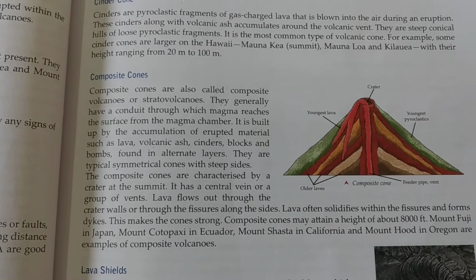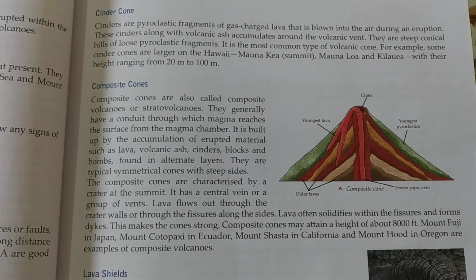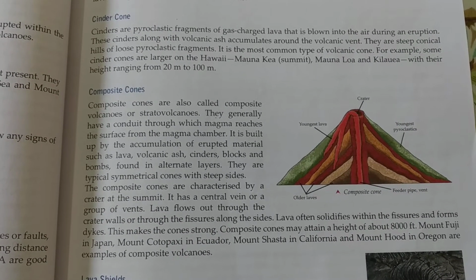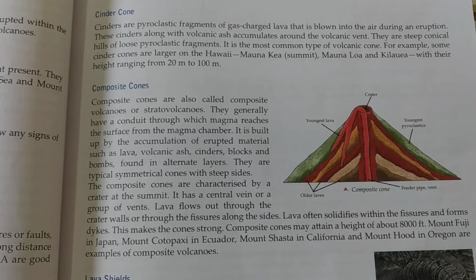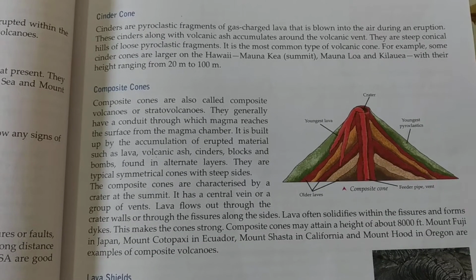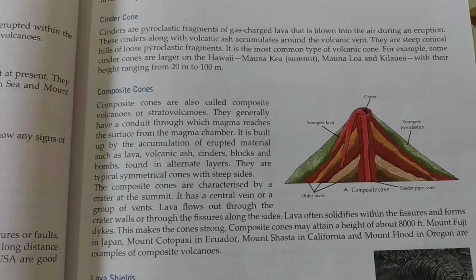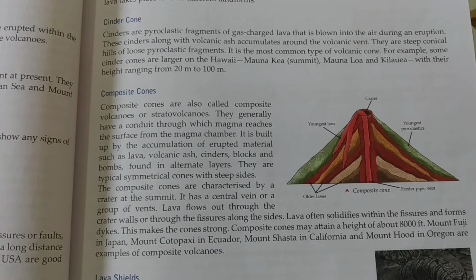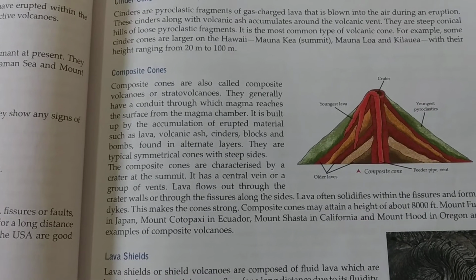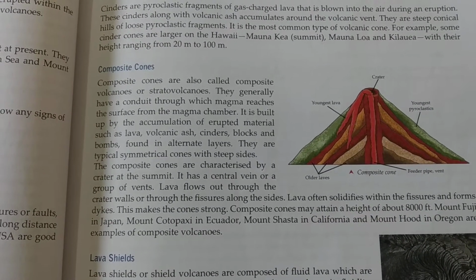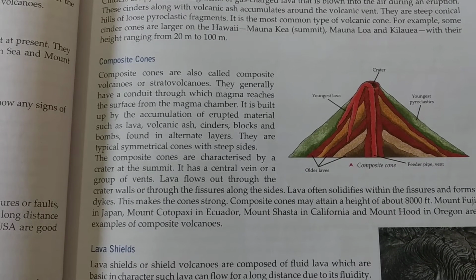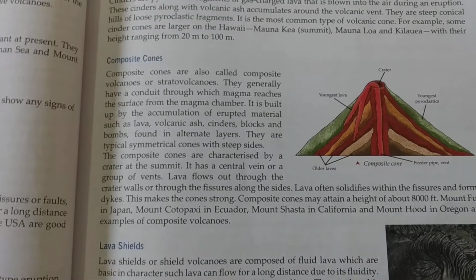Volcanic ash, lava, blocks of rock fragments come out when the eruption takes place, and they are found in alternate layers. They are typical symmetrical cones with steep sides. The two sides are very steep. The composite cones are characterized by a crater at the summit. It has a long central vent or a pipe through which the lava comes out, flows out through the crater walls, through the fissures.